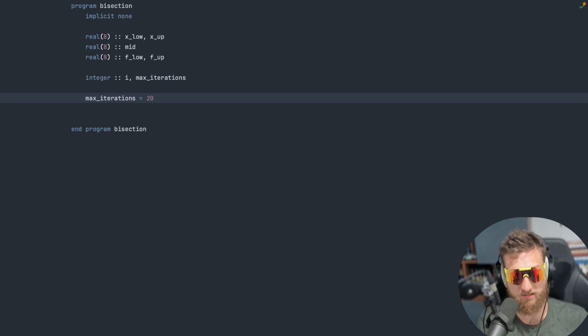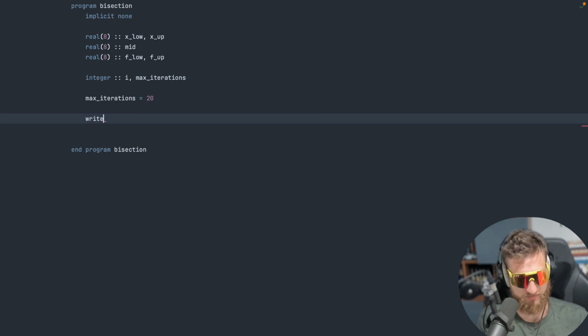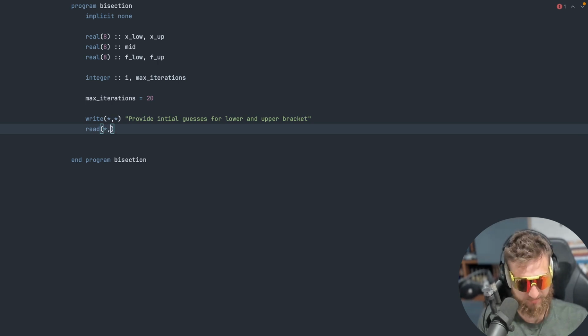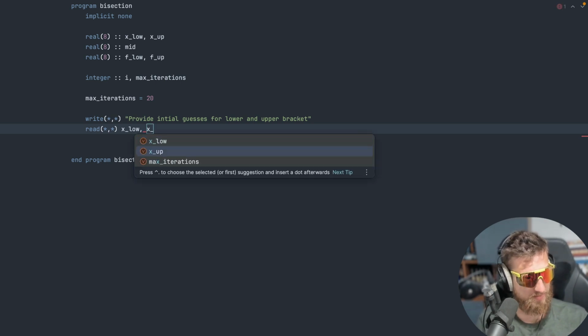All right, and same as we did last time, we're just going to do input and output via standard in and standard out. So: provide initial guesses for lower and upper bracket. And let's read something in, into x low and x up.